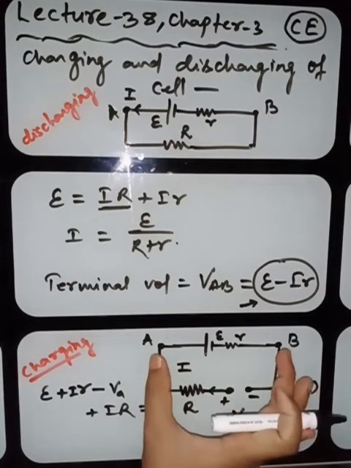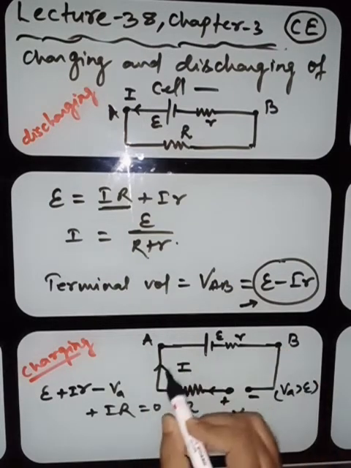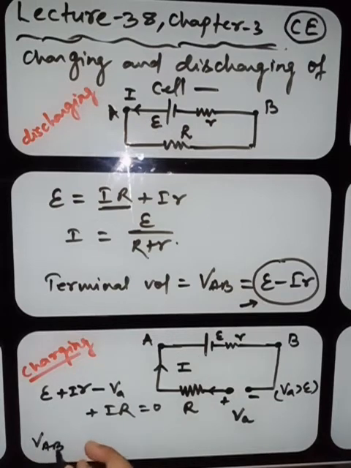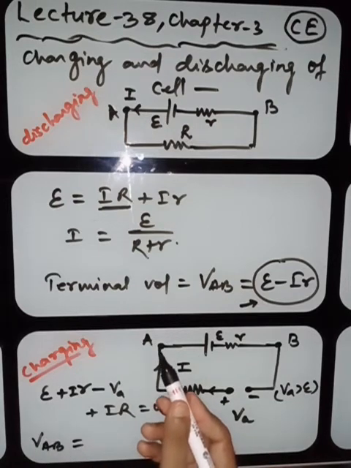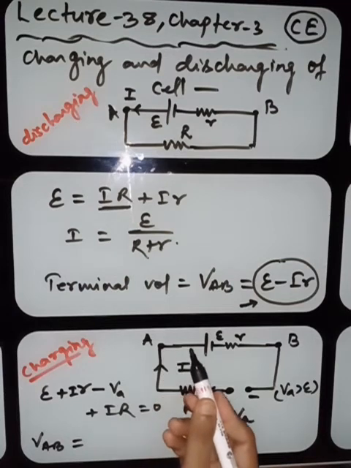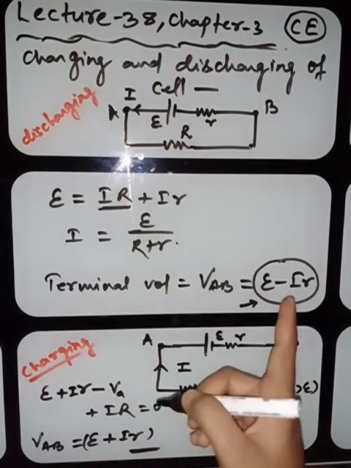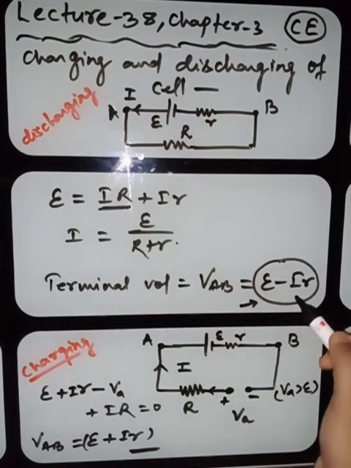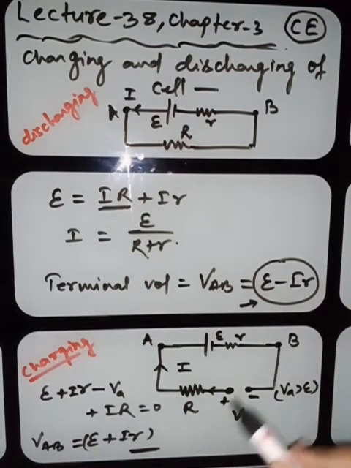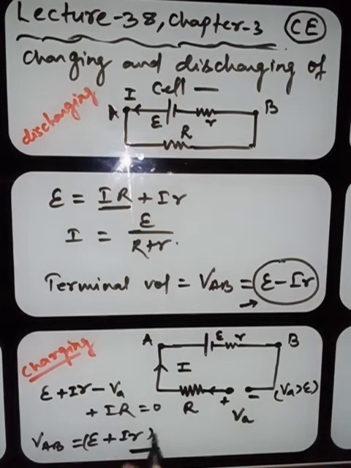Now what will be the terminal voltage over here? The potential between A and B, VAB, you can see here is the potential E plus Ir, nothing else. So this is the terminal voltage in case of charging, and this is the terminal voltage in case of discharging. That is, the internal drop subtracts from the EMF in case of discharging, and the internal drop sums up in case of charging. And this is very important, you must remember, my dear student.